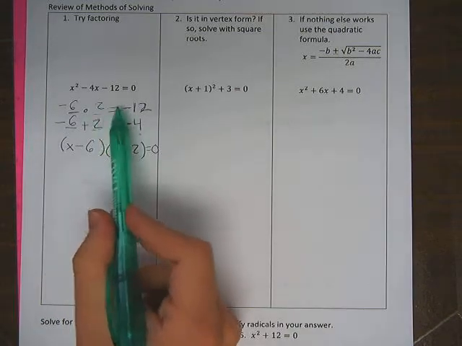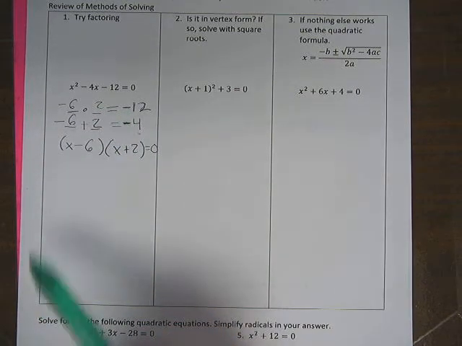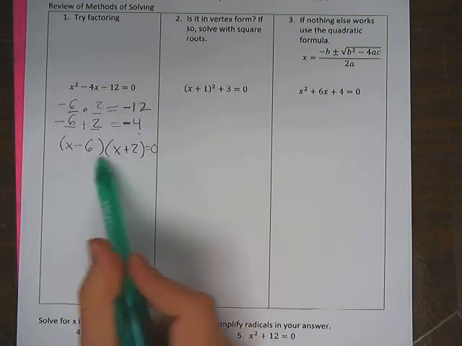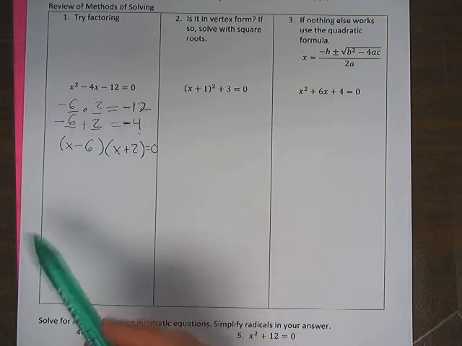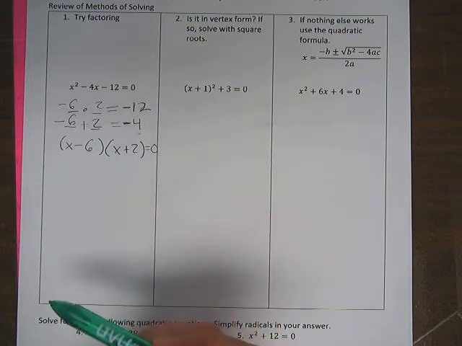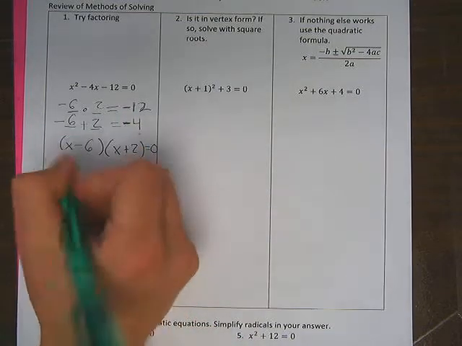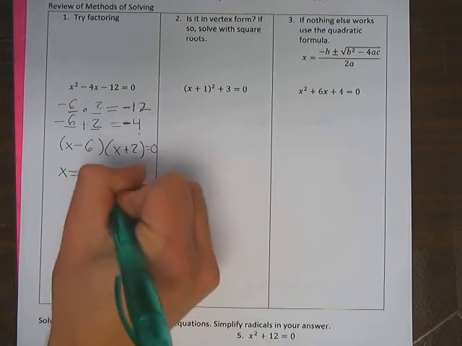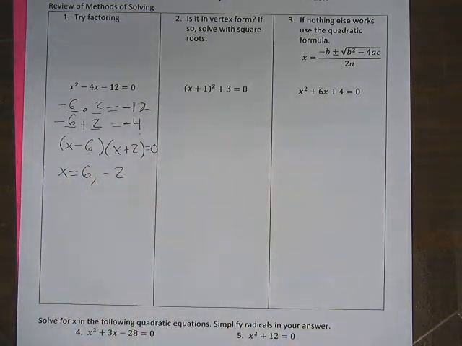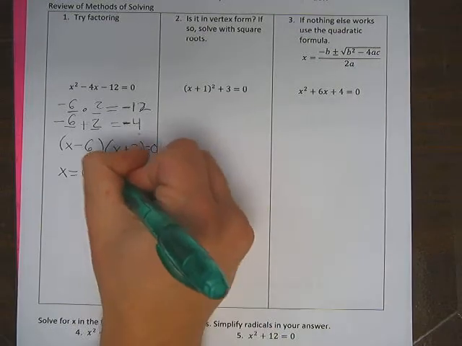So this one did factor, right? We could factor it, and so we factored it like this. This is our factored form, what it looks like: x plus a number times x plus another number is equal to zero. So now to solve for x, this one is fairly simple to do, right? We just have to switch the signs on these numbers. So I do 6 and negative 2 would be the answers for this, right?